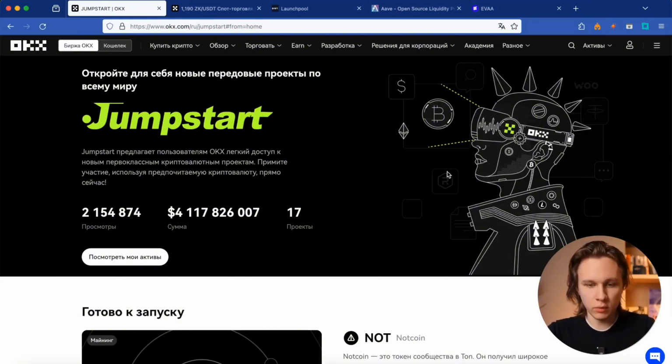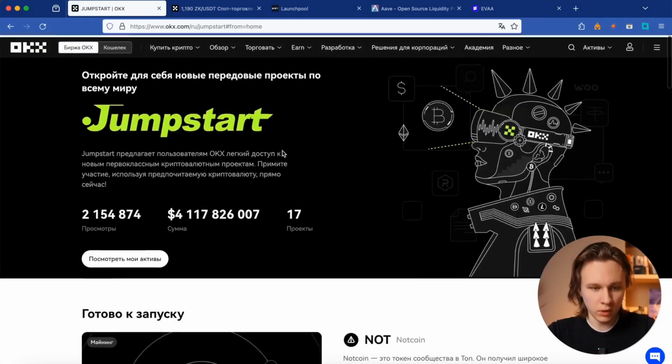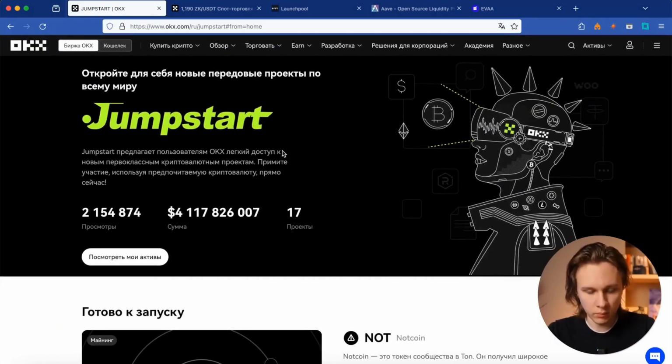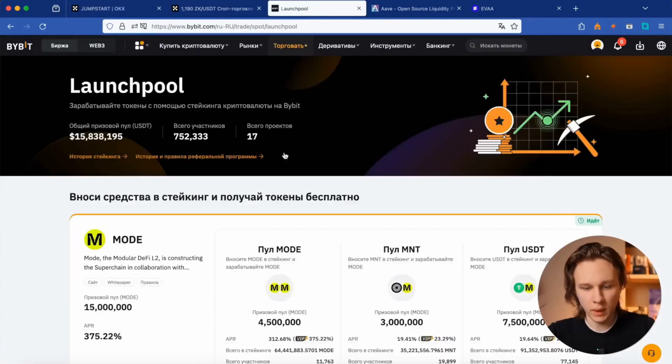Anyone with a first-level verified account on the exchange can participate in a launch pool. This means you need to verify using your passport either on the OKEX exchange or on the Bybit exchange. Again, all of this also works on the Binance exchange using a similar model. Today, I will specifically show these 2 exchanges that I personally use.